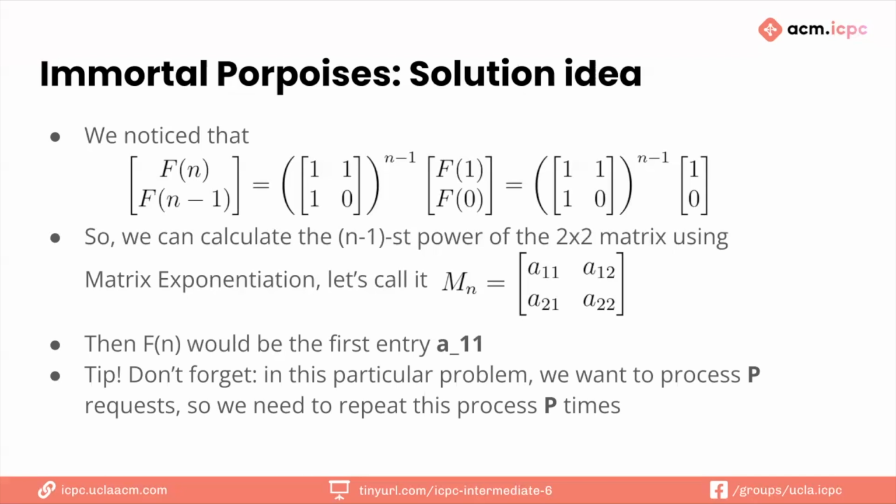And one more thing we should remember is that this problem has several requests. So we first read in the number of requests, and then we need to repeat this process for different inputs p times. All right. Does anyone have any questions about the solution idea that I covered so far? Is it clear how we get to this formula and then find the answer?